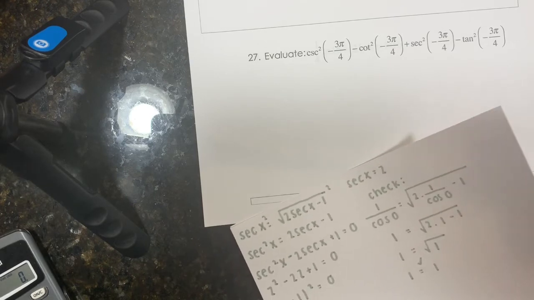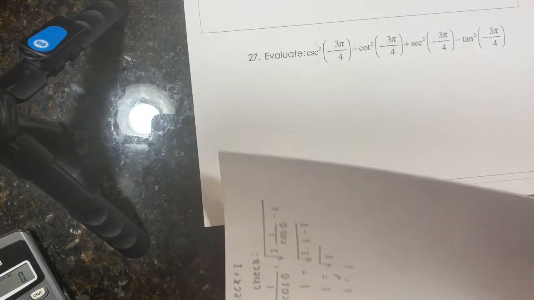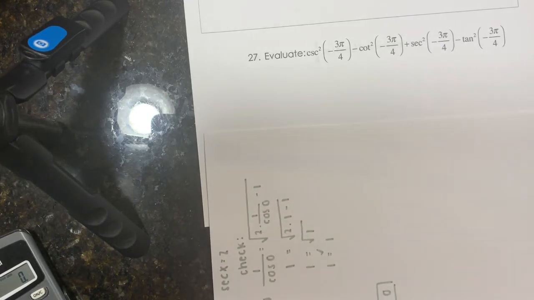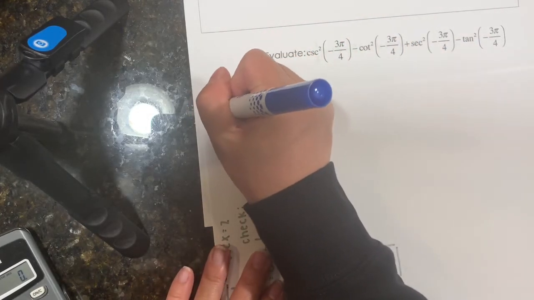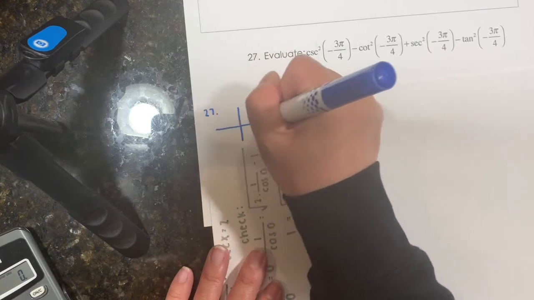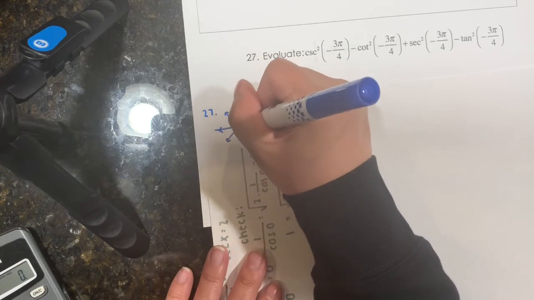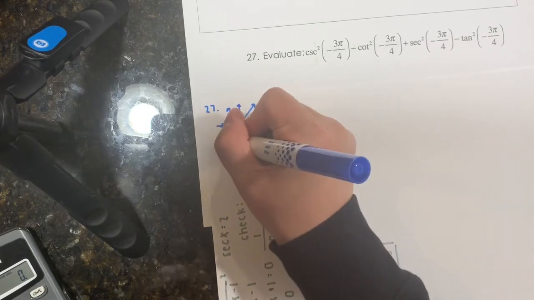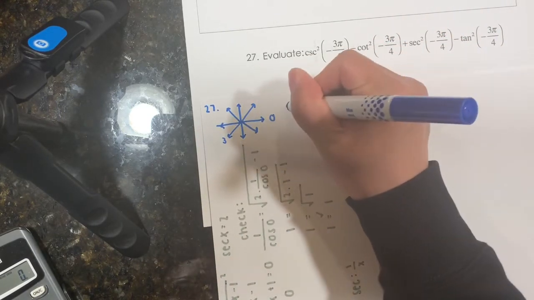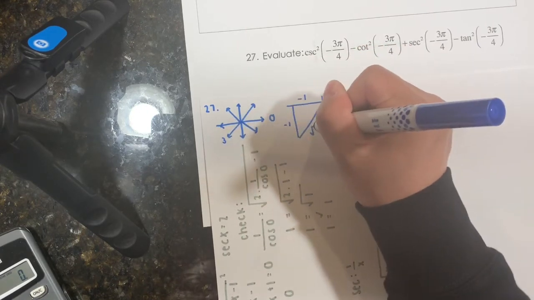Now looking at number 27, we have cosecant squared of negative 3 pi over 4 minus cotangent squared of negative 3 pi over 4 plus secant squared of negative 3 pi over 4 minus tangent squared of negative 3 pi over 4. So for number 27, I'm going to draw my snowflake for pi over 4. So that's 1, 2, 3, 4, 1, 2. And if I start counting in quadrant 4, I'm going to go 1, 2, 3. That's going to be a 45-degree triangle in quadrant 3. So that's going to be negative 1, negative 1, root 2.